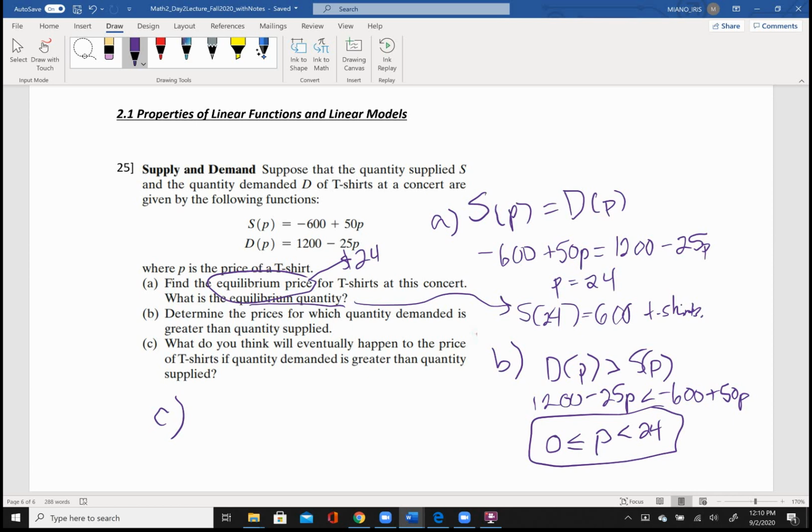And so in that scenario, you might expect that the price of the t-shirt would increase. So that's going to be my official answer here. The price would probably increase.